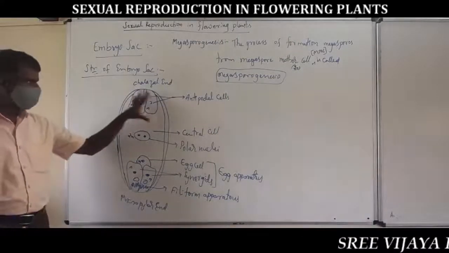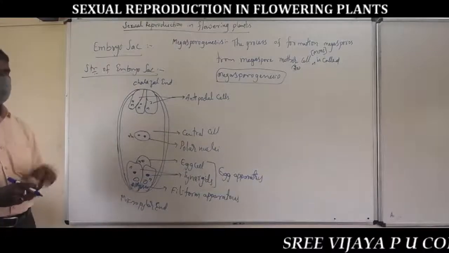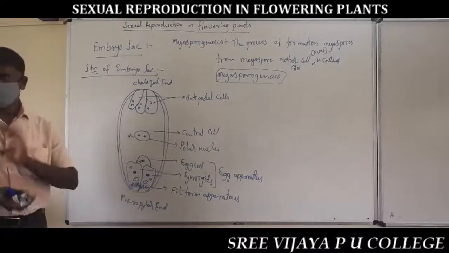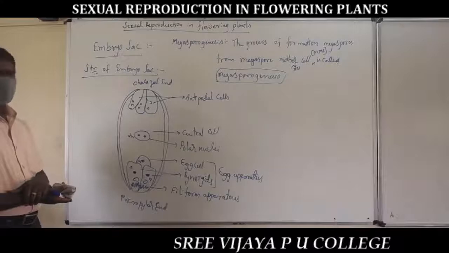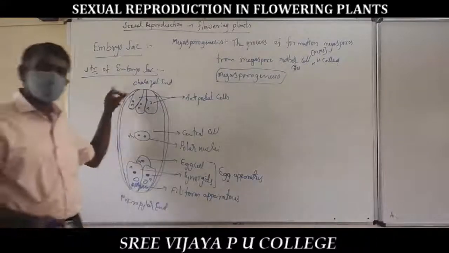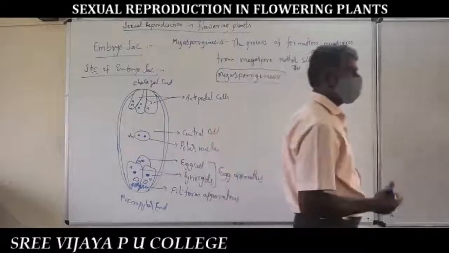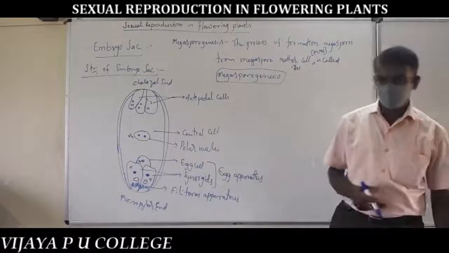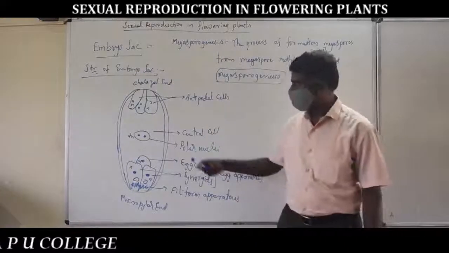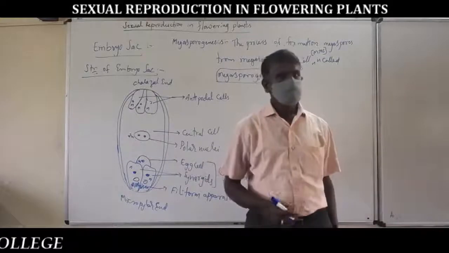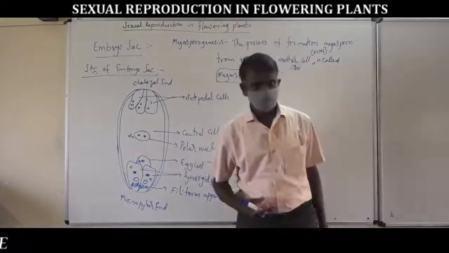So this is the type of embryo sac which is developed in the ovule. How this embryo sac is developed inside the ovule, that is the developmental stages of the embryo sac. Along with this structure, we will discuss it once again in the next class. Thank you.